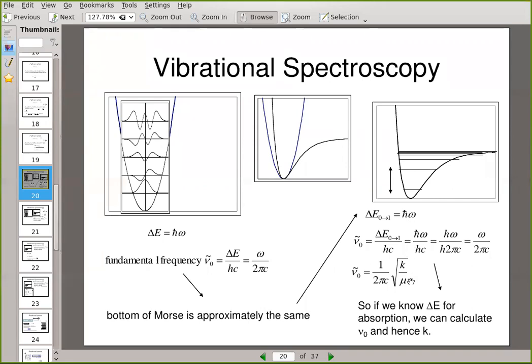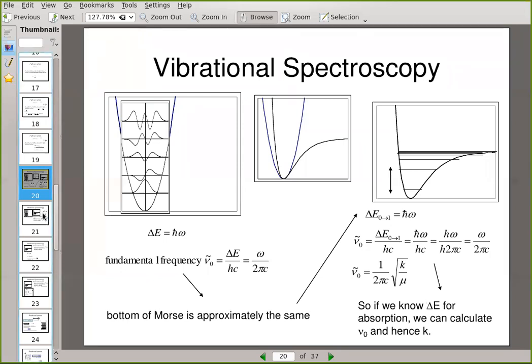Of course omega is k over root mu, and we can express it as a wave number for spectroscopists who work in 1 over lambda. So if we have the vibration from experiment, everything else is constant, the reduced mass we can figure out, and we can calculate the force constant for a molecule.